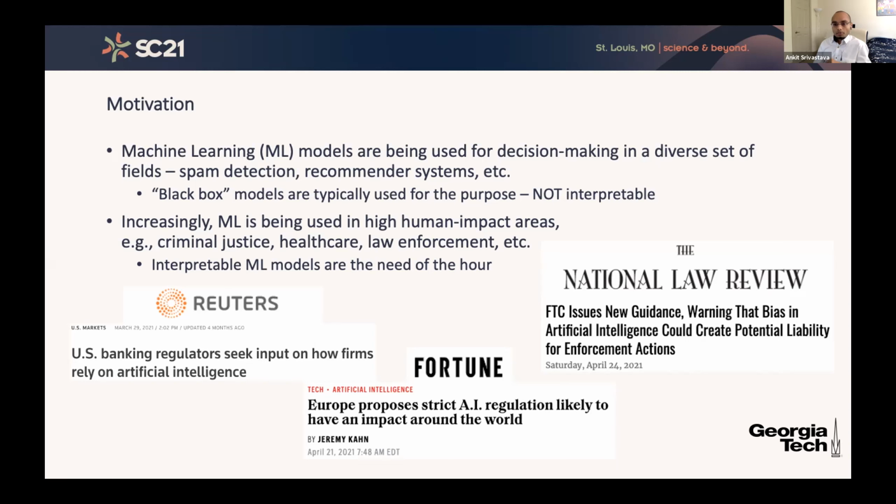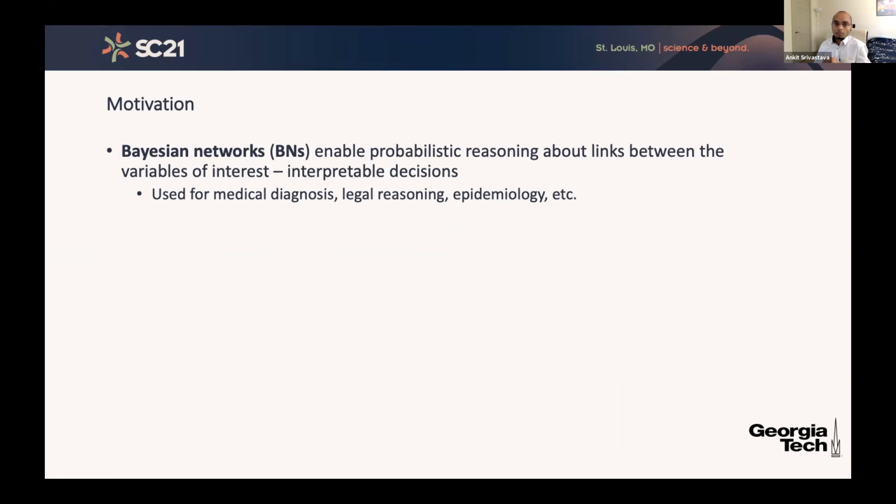So interpretable machine learning models are needed, and one such model is Bayesian networks that allow interpretable decisions because they enable probabilistic reasoning about links between the variables of interest. And they have already been successfully used for applications such as diagnosing illnesses, reasoning in legal scenarios, epidemiology, and other high human impact areas.